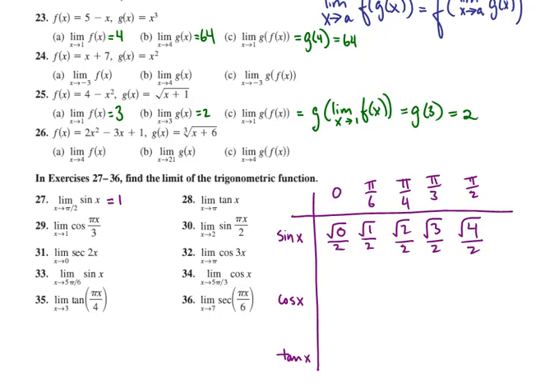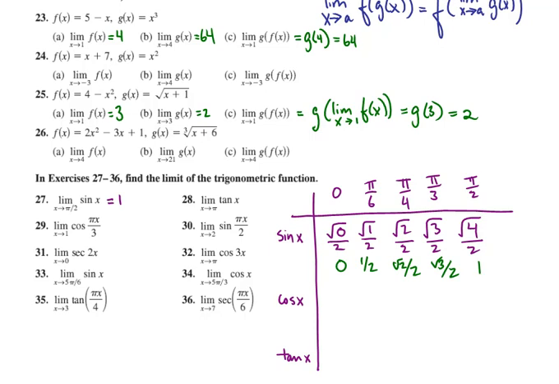Square root of 0 over 2 is just 0. Square root of 1 over 2 is 1/2. Square root of 2 over 2 stays. Square root of 3 over 2 stays. Square root of 4 is 2, over 2 is 1. And those are the important sine values in the first quadrant.